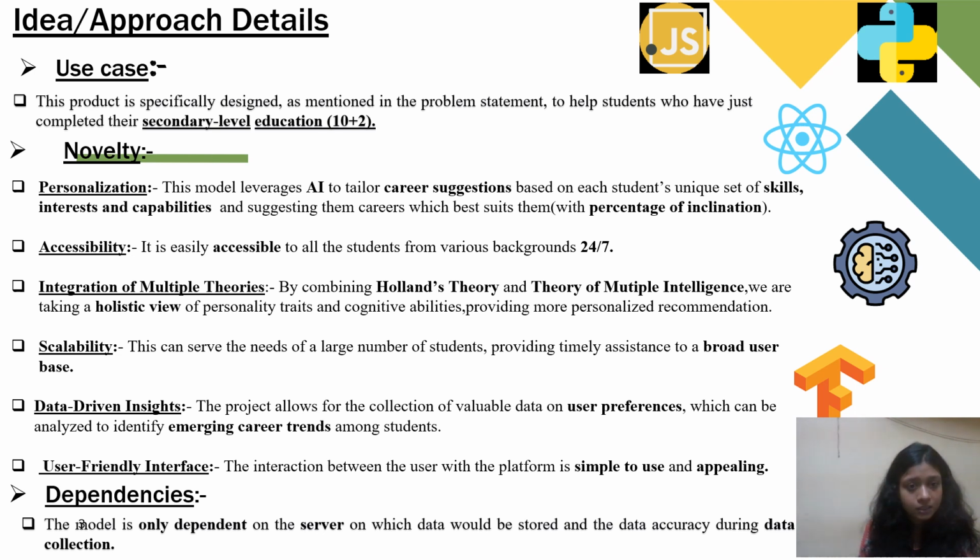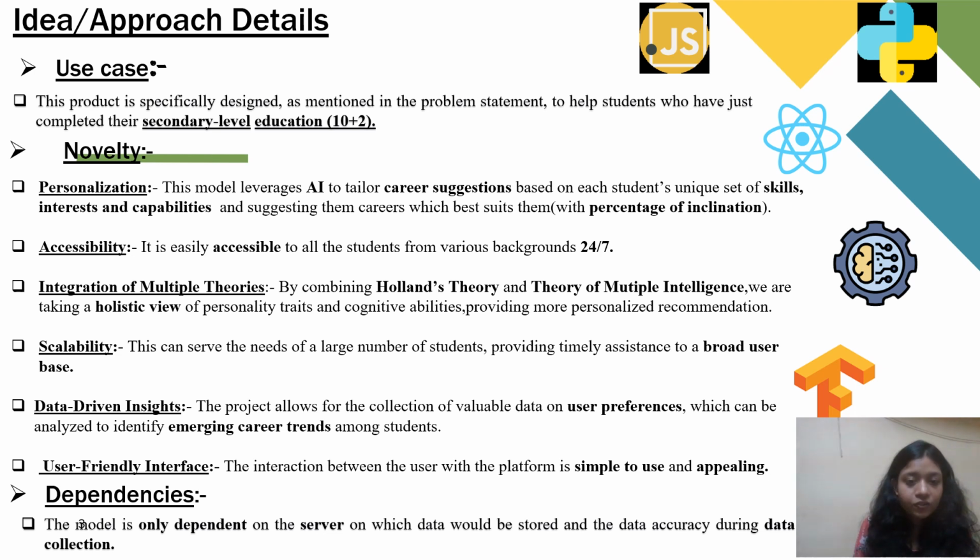Second is accessibility. It is easily accessible to all students from various backgrounds 24/7, irrespective of where they are staying. Third is the integration of multiple theories. By combining Holland's theory and the theory of multiple intelligence, we are taking a holistic view of personality traits and cognitive abilities, providing the most personalized recommendations to the students. Fourthly, we have scalability. This serves the need of a large number of students, providing timely assistance to a broad user base.